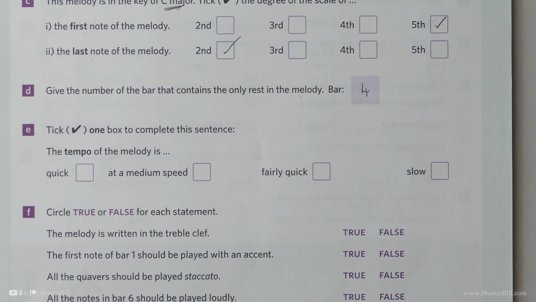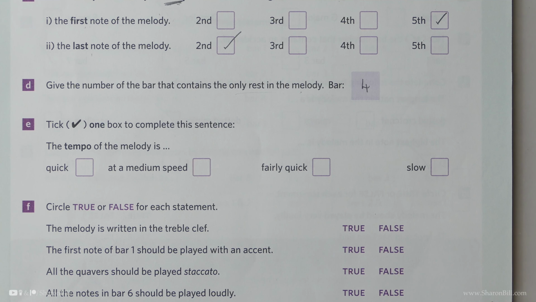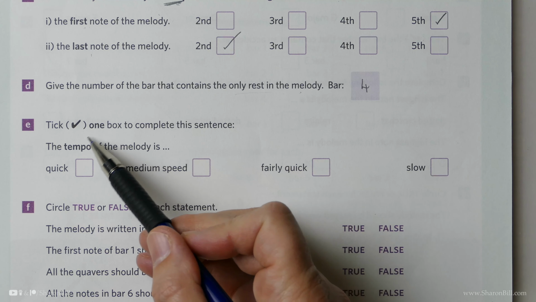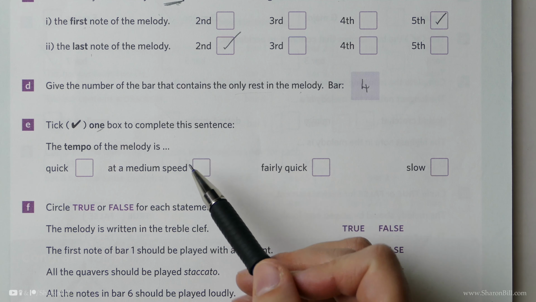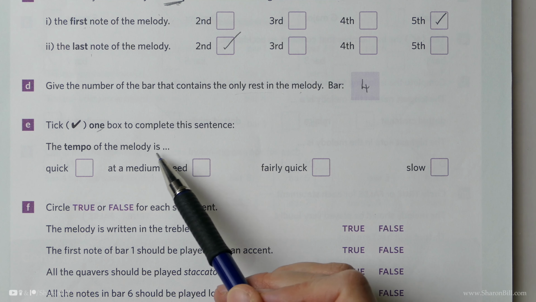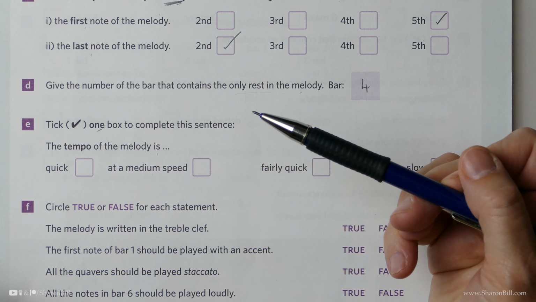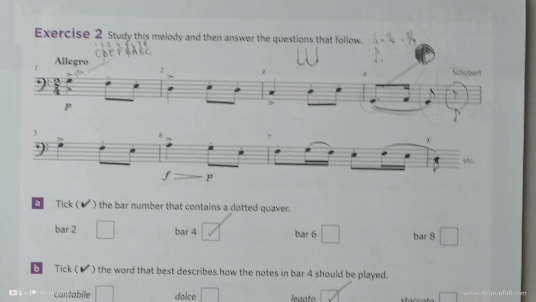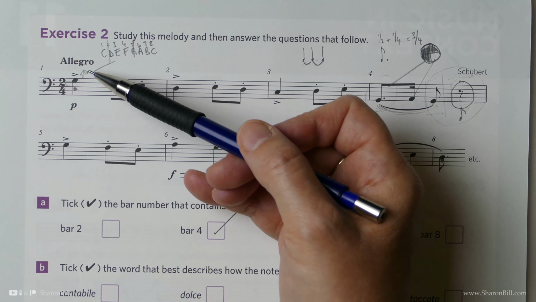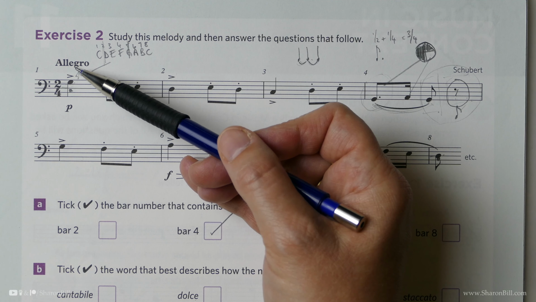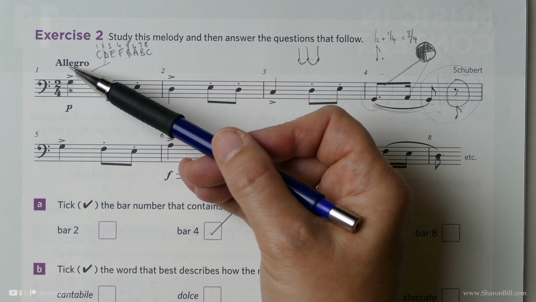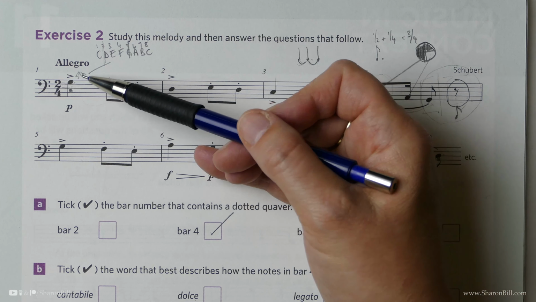Moving on, in exercise 2E, we're asked to tick one box, just one, to complete this sentence. The tempo of the melody is. So let's see what the tempo says. The tempo marking is always given at the first point of the melody, the beginning of the first bar. We need to know how to play it before we get carried away.